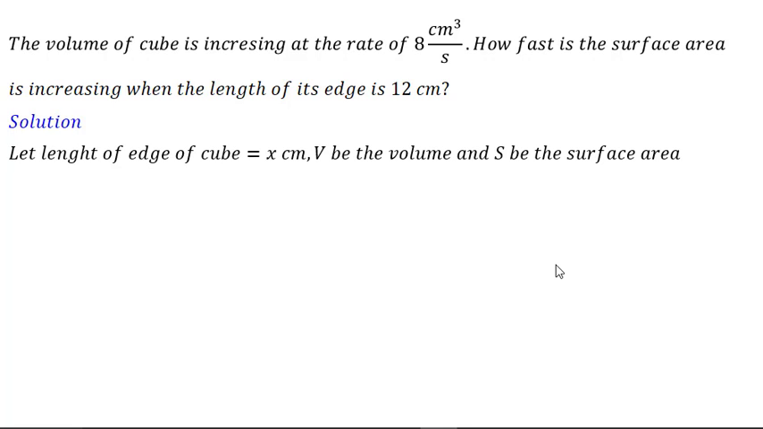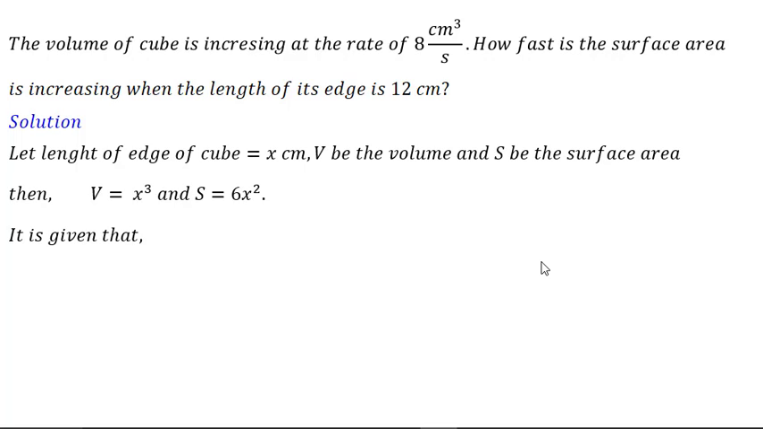Let the length of the edge of the cube be x centimeter. As the cube is there but its length we don't know, so randomly at one point we consider the length of the edge of the cube to be x centimeter. We consider V as the volume and S as the surface area. Then for a cube we know that V equals x cube and S equals 6x square.